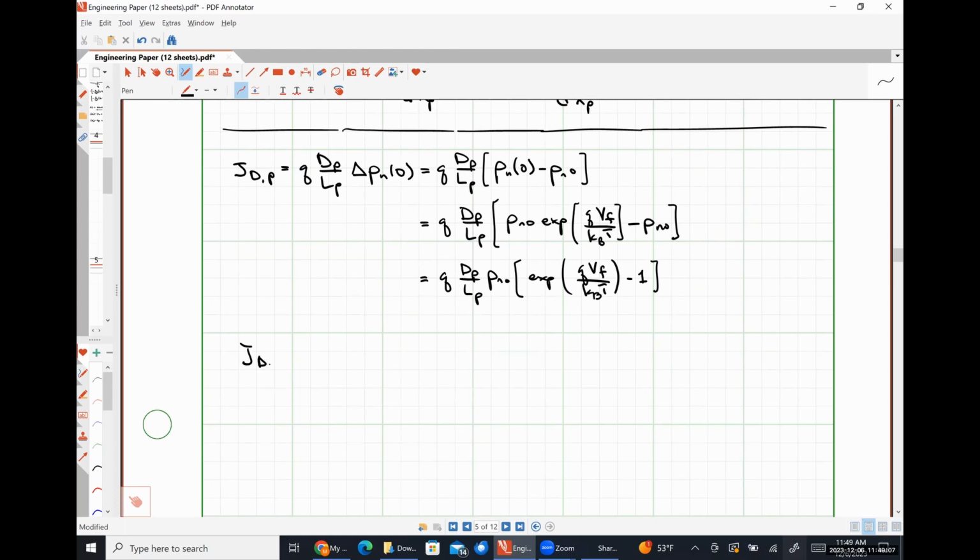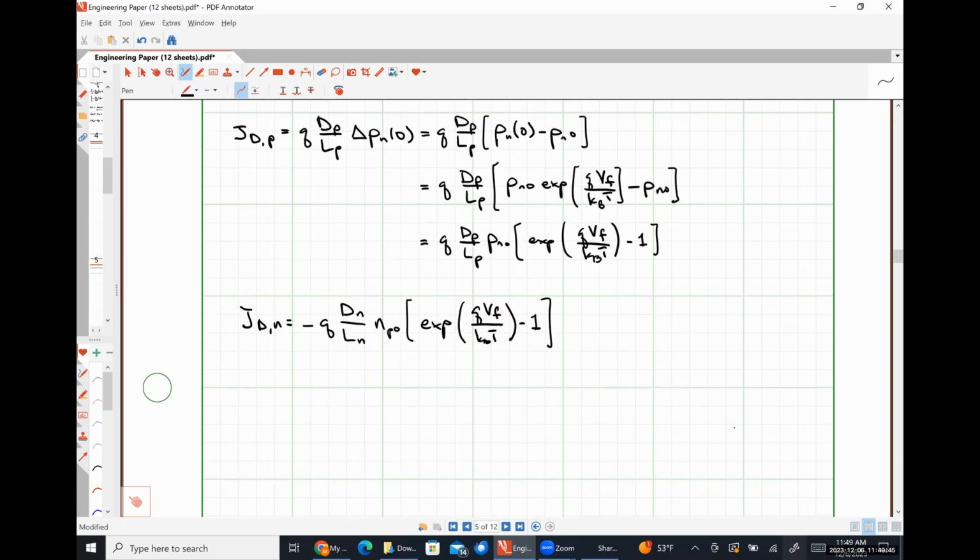Doing the same thing for electrons, I'm going to skip all of the intermediate steps because it's literally the exact same process. We're going to wind up getting negative Q times dN over Ln and P naught times exp of QVF over KBT minus 1.